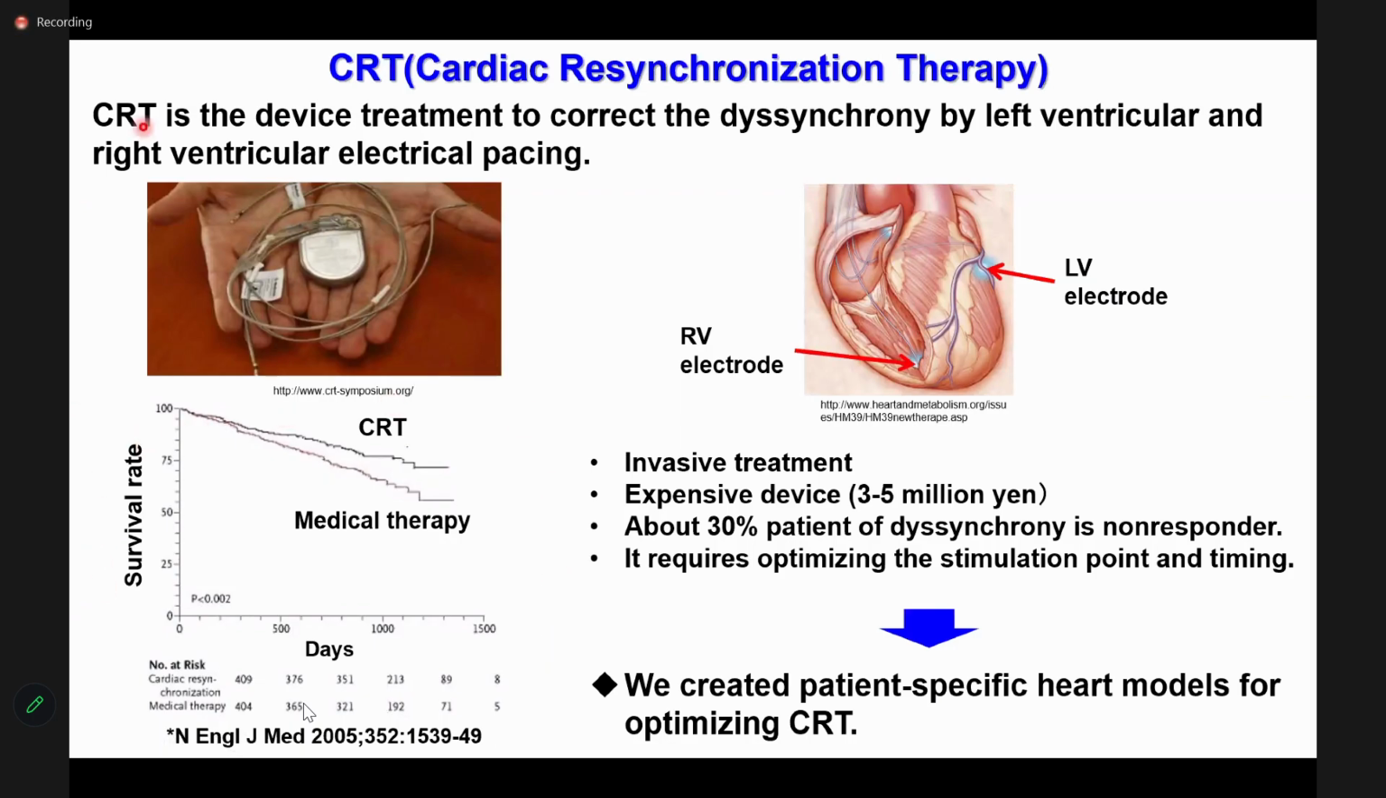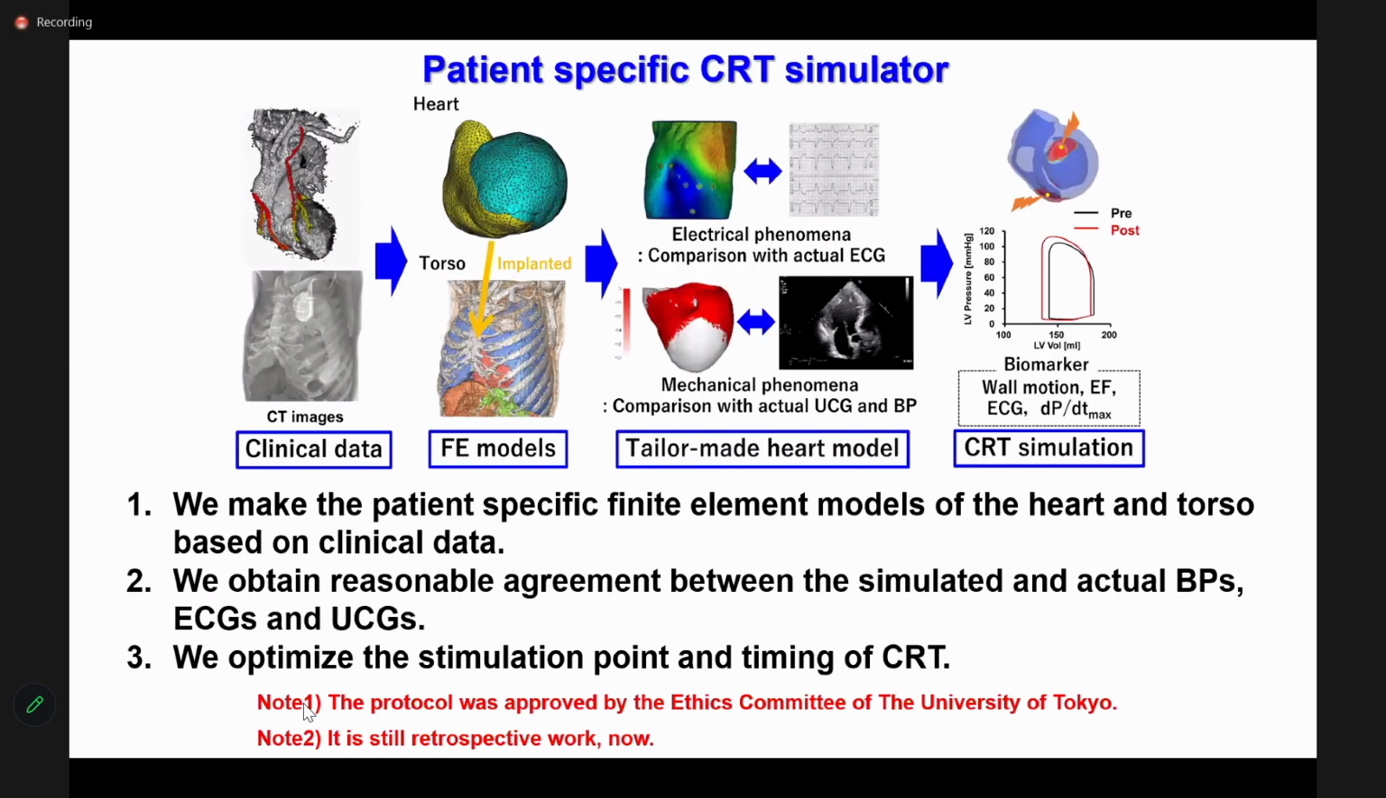Cardiac resynchronization therapy is an invasive treatment with an expensive device. However, about 30% of patients with dysynchrony are non-responders. It requires optimizing the stimulation point and timing. To overcome these problems, we created patient-specific heart models for optimizing CRT. This slide shows the outline of the patient-specific CRT simulator.